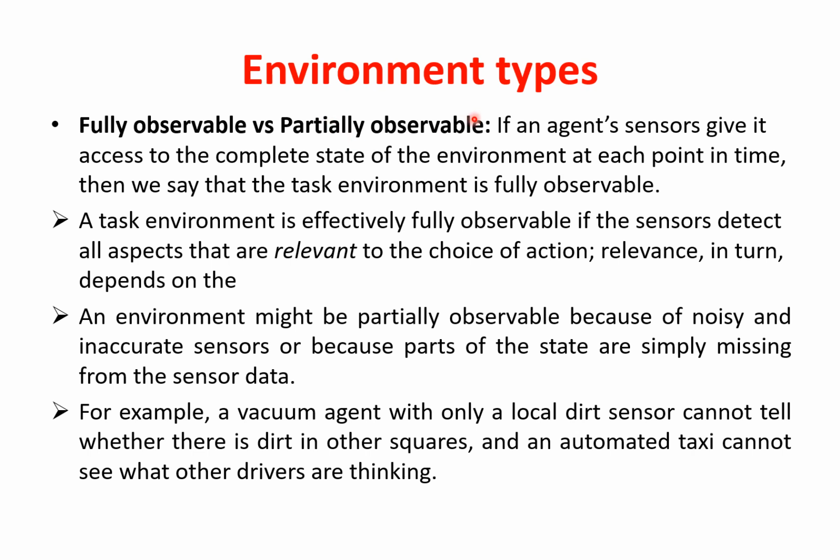Partially observable environments: agents do not have complete access to the state. Information may be limited due to noisy or inaccurate sensors, or missing data. For example, a vacuum cleaner with a local dirt sensor cannot detect dirt in other areas. An automated taxi cannot predict other drivers' intentions. Understanding the level of observability helps in designing agents that can effectively navigate and make decisions in their environments.